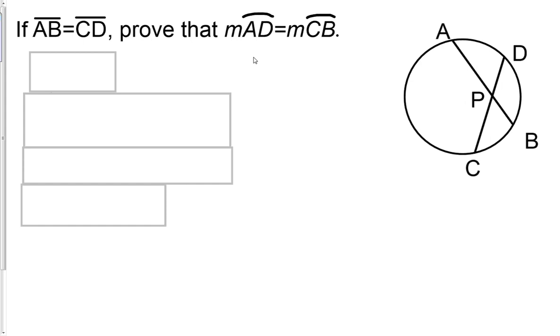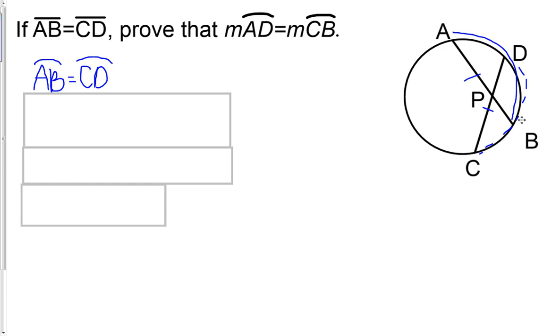If AB and CD are congruent chords, prove that the measure of arc AD equals the measure of arc CB. Now notice, these chords are congruent, so we've got congruent marks here. These big guys are congruent, and so the big arcs are congruent. That arc and that arc are congruent. So that's going to be our first step: arc AB is equal to arc CD.